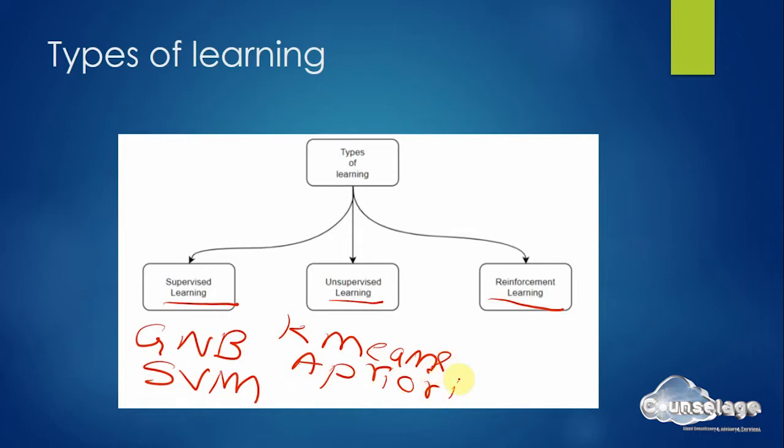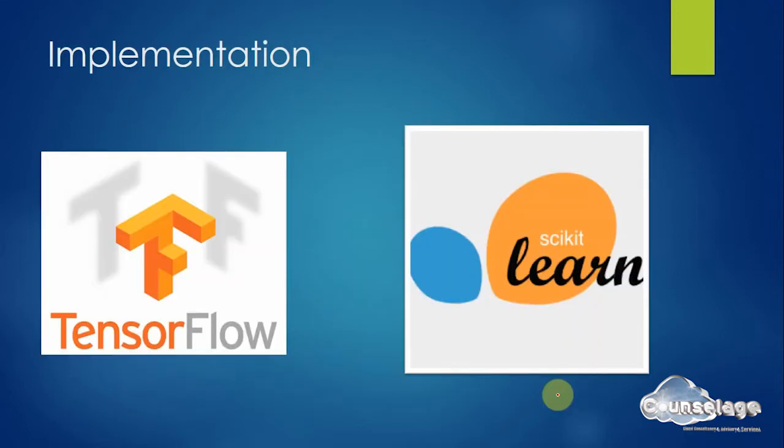Reinforcement learning. In reinforcement learning, output does not depend on one state of input. Instead, it depends on all the possible cases of input. An example is a chess game.